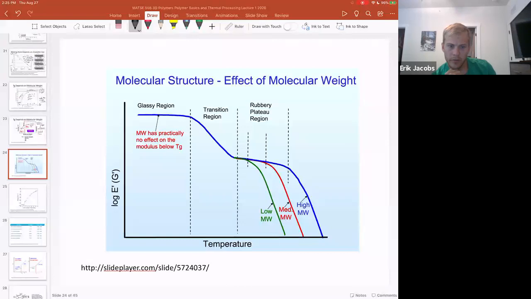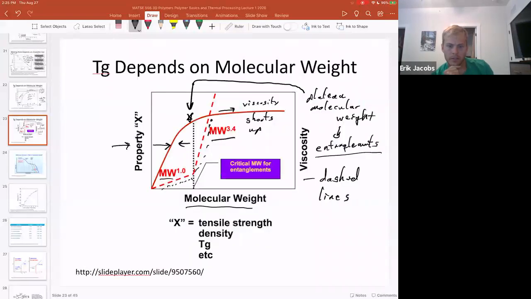Sorry for the delay. Go ahead. I do have a question. If you can go back to the last slide. Is there any significance where the viscosity line, the dashed line, intersects the solid red line, the polymer line? Is there any significance there?